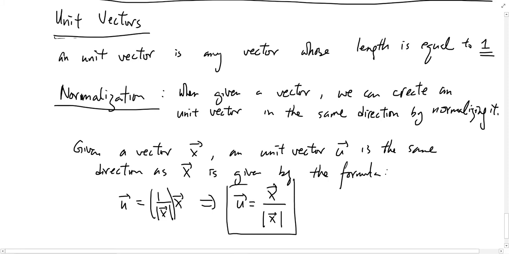To form the unit vector of a given vector x, you just simply have to multiply that vector by 1 over its length, or divide the vector by its length. I often have students who get confused and ask me this question: is the vector u the same vector u we use in the parametric representation of a line? The answer is no. Please understand there are only 26 letters in our alphabet.